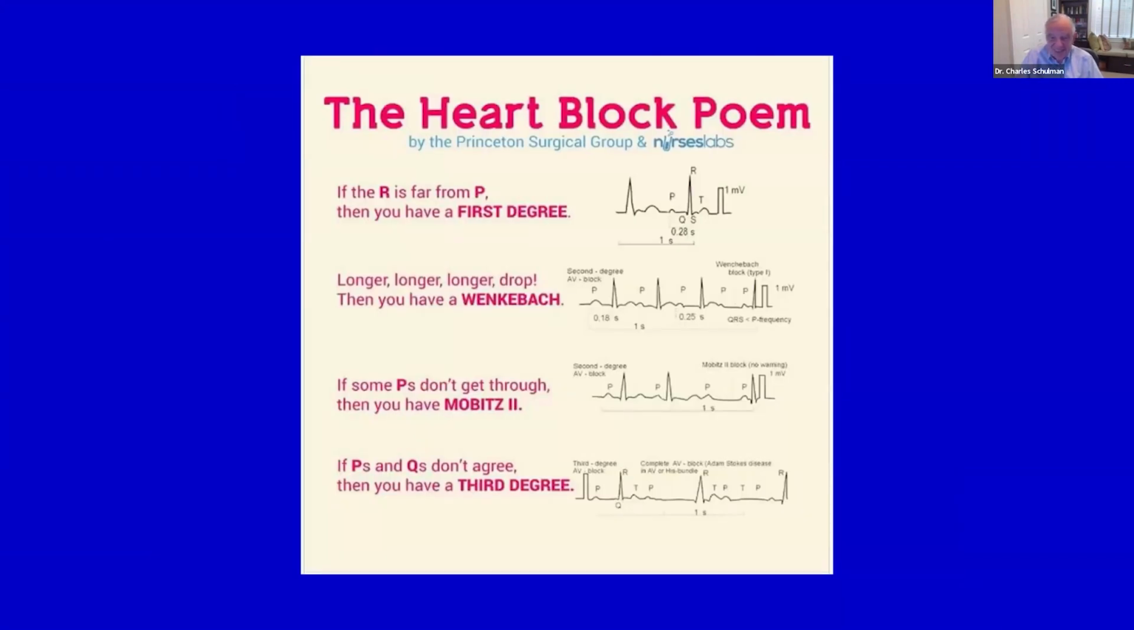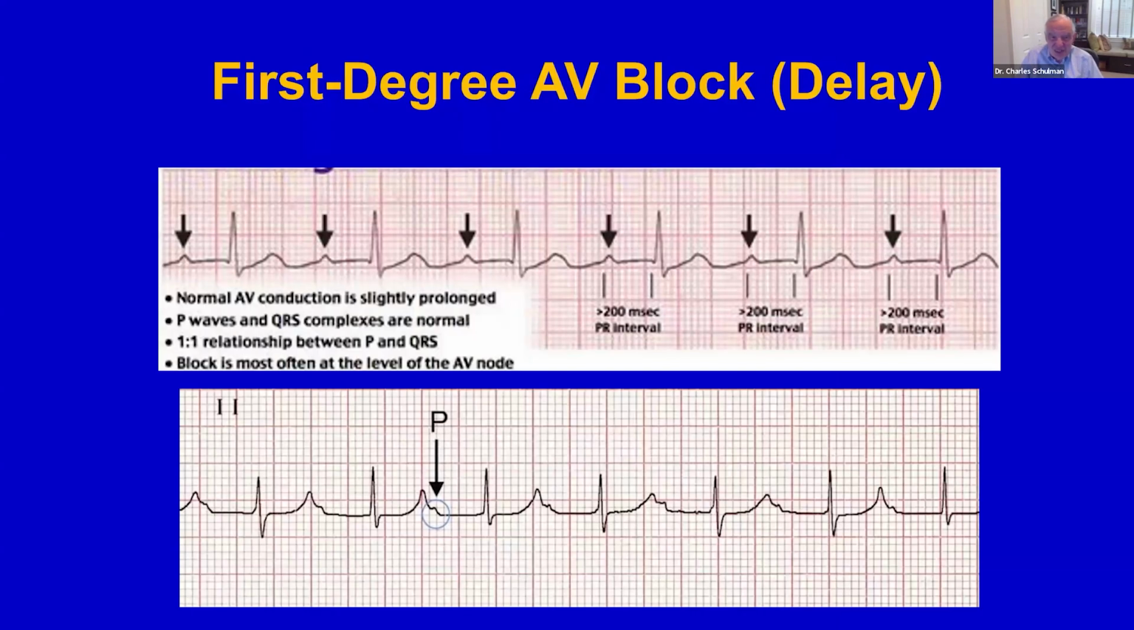for poetry. So first degree AV block, which we really prefer to call AV delay rather than actual block. The PR interval is prolonged, see, greater than 200 milliseconds. So here's this one's prolonged, and this one's prolonged even further. So that's first degree AV block or first degree AV delay.